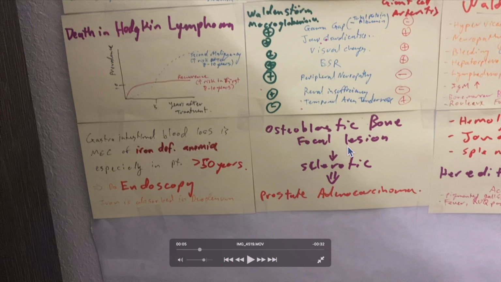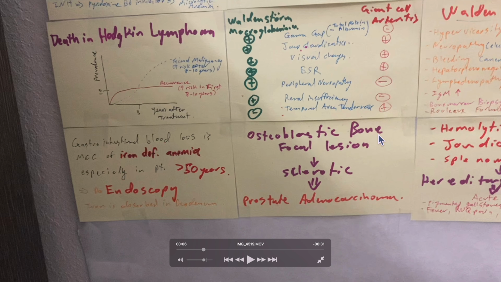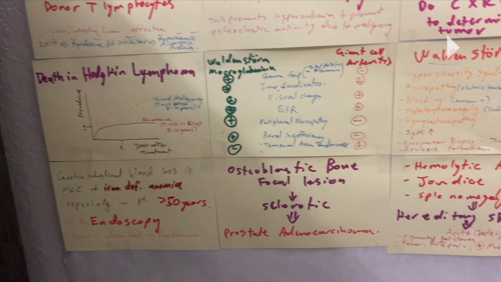Osteoblastic bone focal lesion. This is a sclerotic lesion. It is caused by prostate adenocarcinoma. They're related, right? But remember that osteoblastic bone lesions are sclerotic, because the bone is building up, so it builds on top of it.